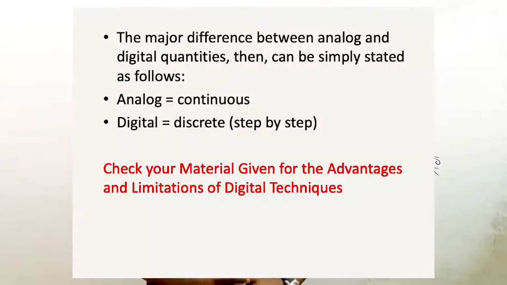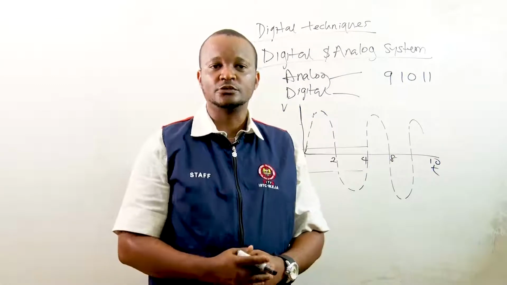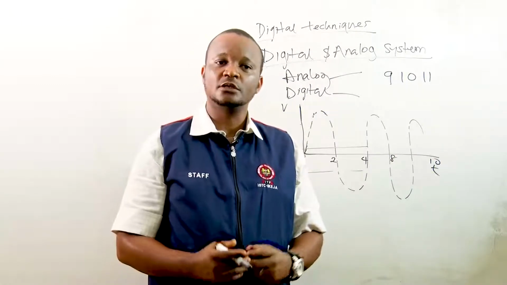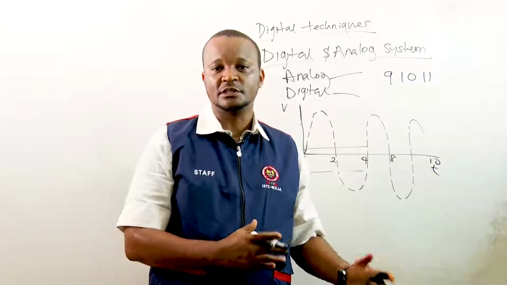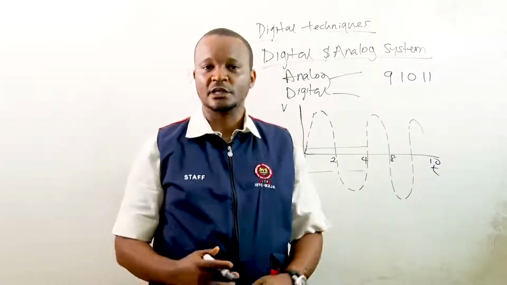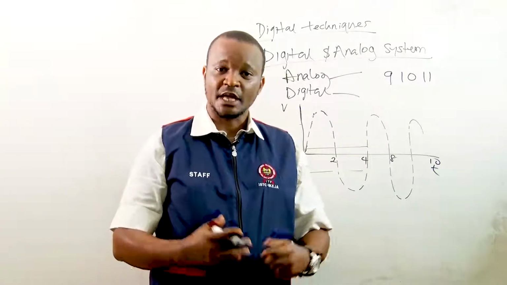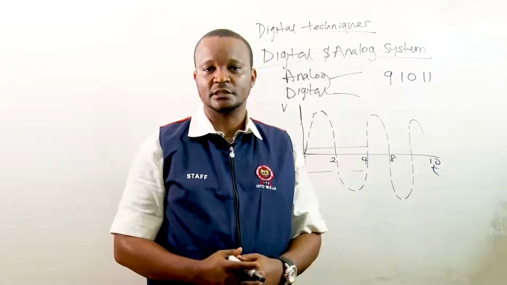So the major difference between analog and digital techniques is that the analog representation is continuous, while that for digital increases in discrete steps. Now, there are some advantages and disadvantages which have been given to you in your material. I would like you to read it up so that you can look at the advantages of the digital techniques over the analog techniques, as well as the limitations of digital techniques.